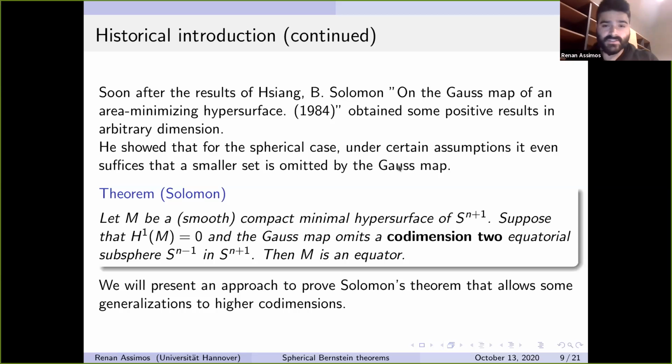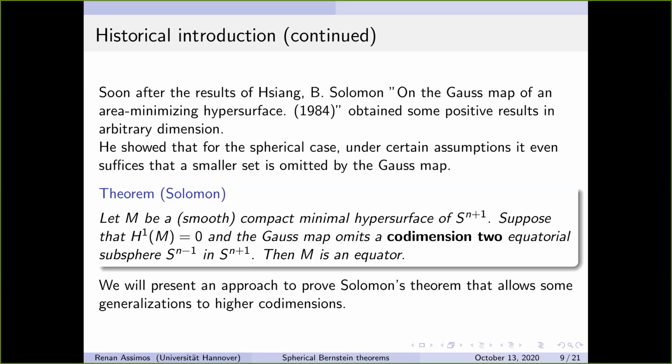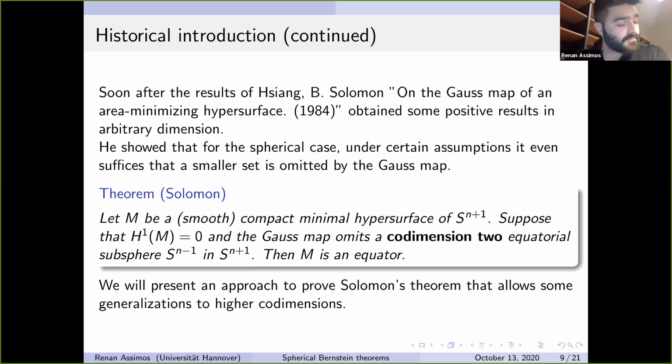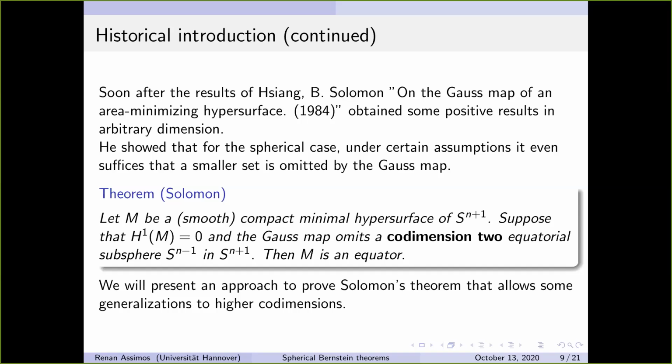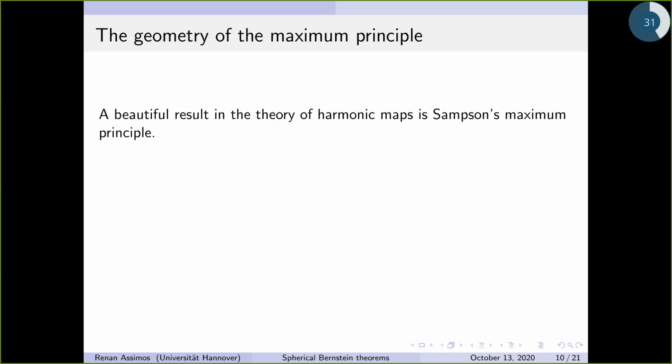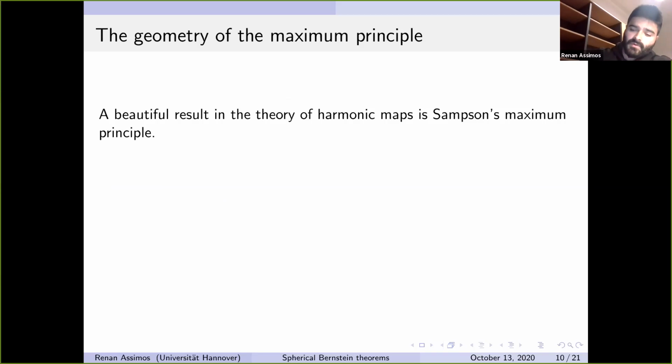And this is going to be the result that we are going to present a proof today. Okay, but to present a proof for such a thing, I want to talk about something that I have been developing with Jürgen Jost in the past couple of years, and it's about some applications of the maximum principle. Okay, so I will talk about.